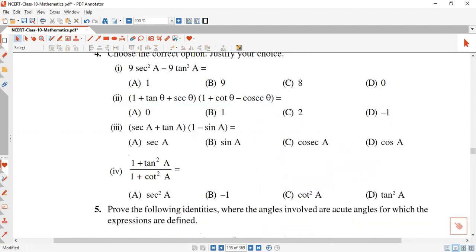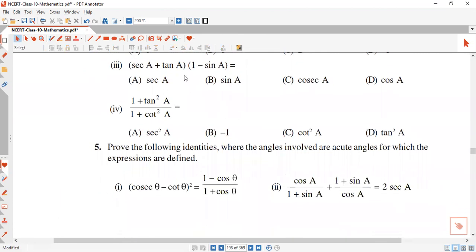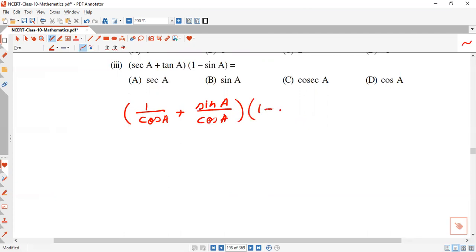Now, question number 3. (sec A plus tan A) multiplied by (1 minus sin A). And we have to find out which one this is equal to. Since the functions are not given in sine and cos, sec A and tan A are converted into sine and cos. So this will become 1 upon cos A plus sine A upon cos A, multiplied by 1 minus sine A.